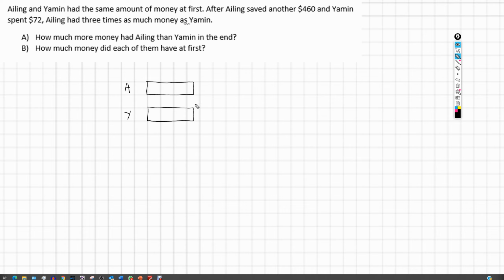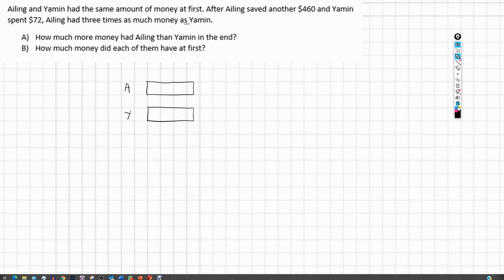Okay, right. Now what do we know happens? Well, Ailing saved another $460. Now, it's possibly not clear to some children what that means, but that means that we're going to be adding some more money to this block. Okay, and Yamin spent $72. And in the end, Ailing had 3 times as much money as Yamin. Okay, so let's see how we could mark that in.